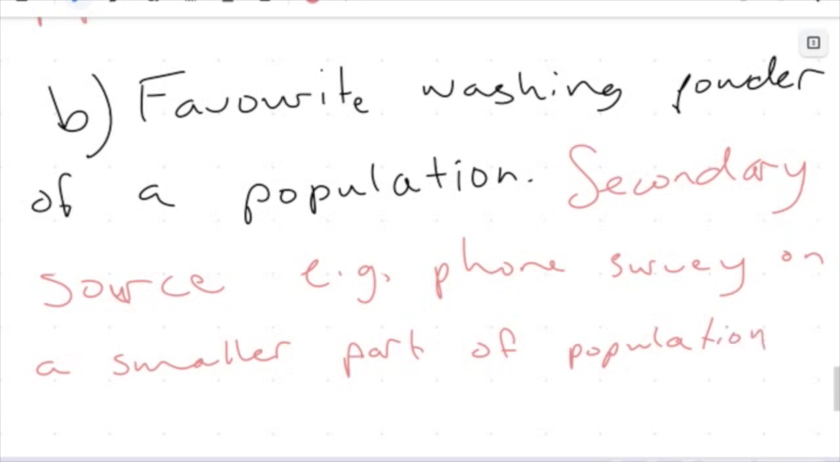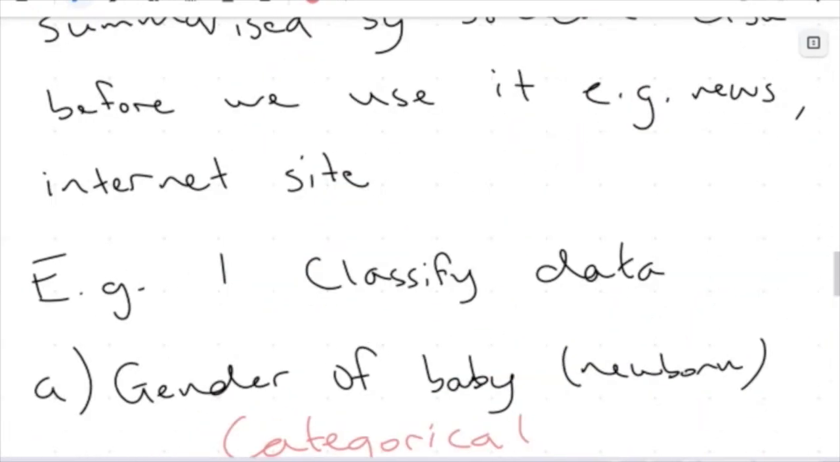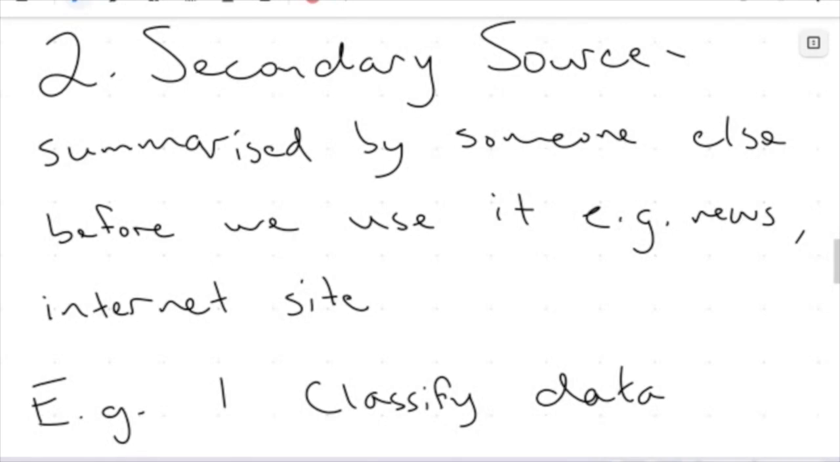So this wouldn't be run by the highest level of government, for example, or a survey or this massive nationwide thing that we can carry out. This is going to likely be from a secondary data source. One of these data sources where it will be summarized by someone else, something like a marketing agency. Then we're going to look at this, and then maybe if it's relevant, we can use it.